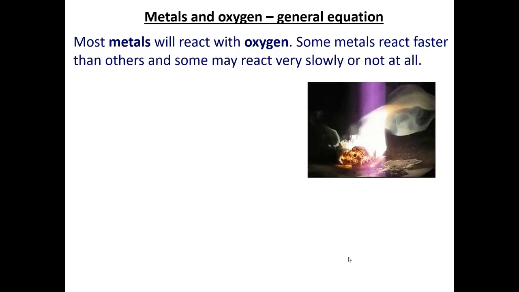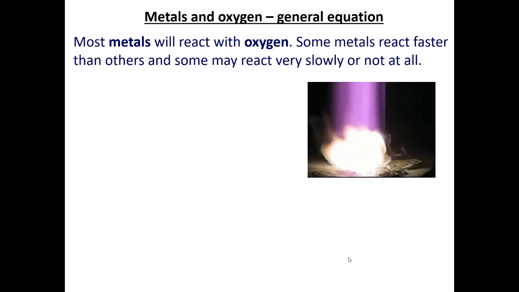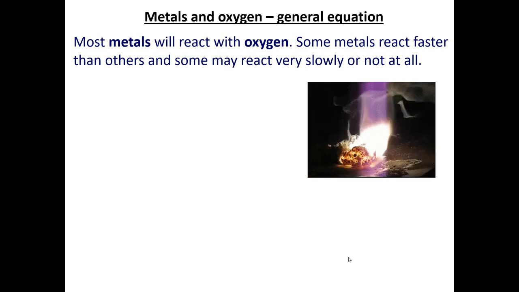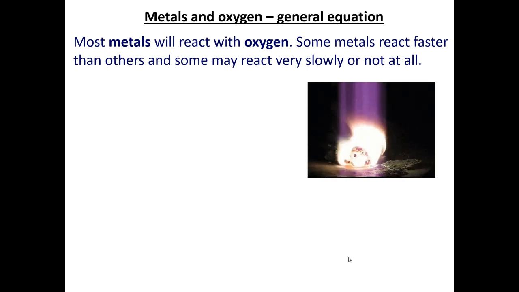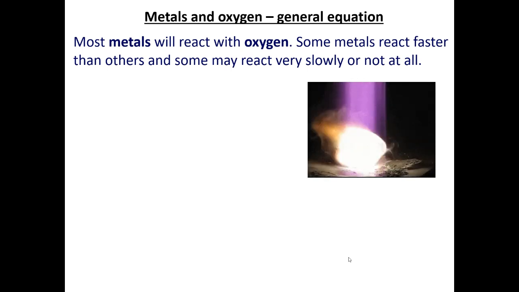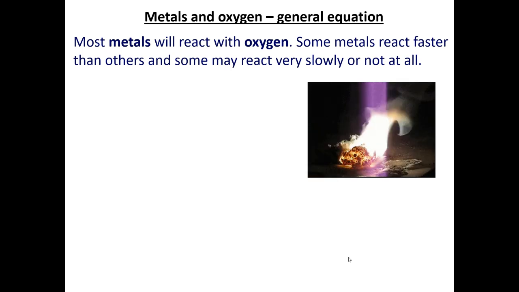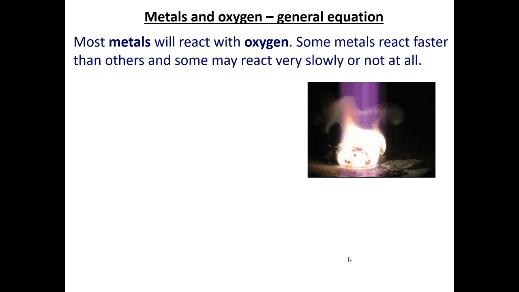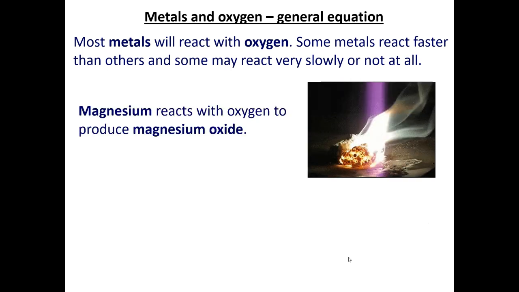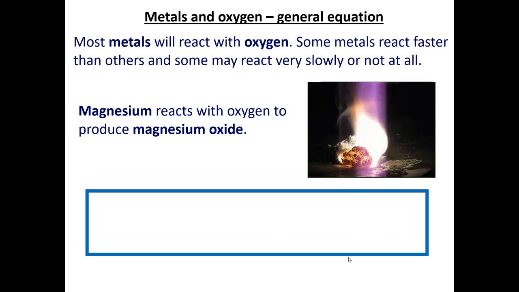Okay, so overall, remember this: oxygen is the gas required for combustion. If you want something to burn, you're going to react it with oxygen. No oxygen, no fire. A lot of metals do react with oxygen. Only the very unreactive metals will not react with oxygen. Some of them react super fast, some react more slowly, or not at all. Overall, when you react a metal with oxygen, you're making a metal oxide.